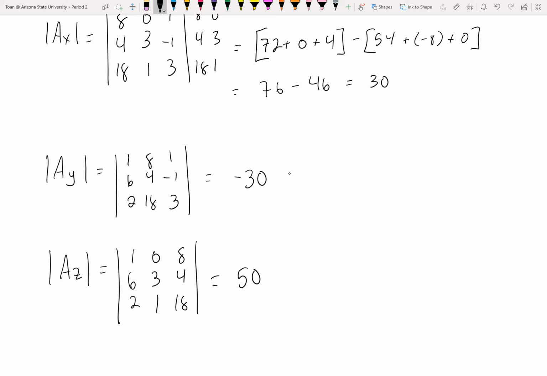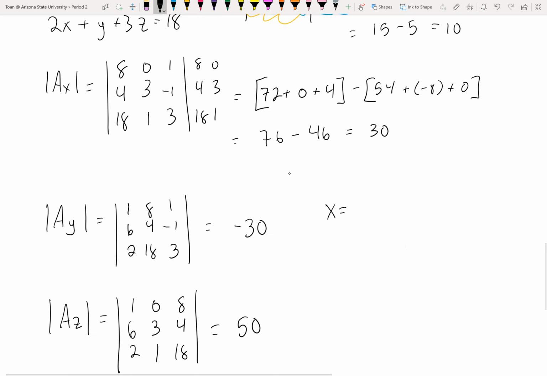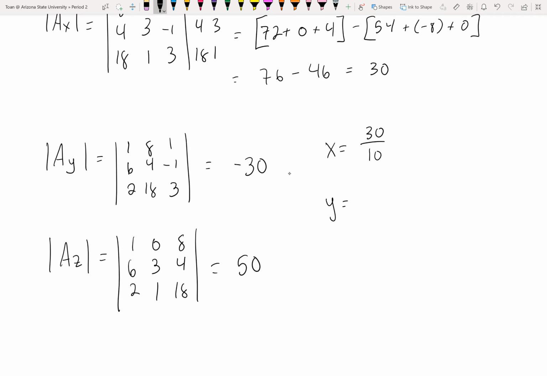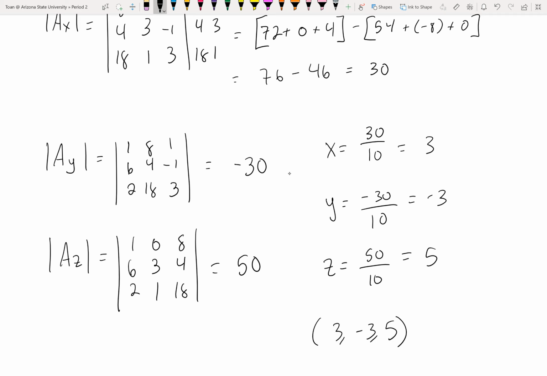So now you know you can immediately just divide to figure out what x, y, and z are. So x was the determinant of a sub x, 30, over the determinant of a, 10. Y was the determinant of a sub y, negative 30, over the determinant of a, 10. And z was the determinant of a sub z, 50, over the determinant of a, 10. So that gives you a 3, negative 3, and 5. So my answers are 3, negative 3, and 5.